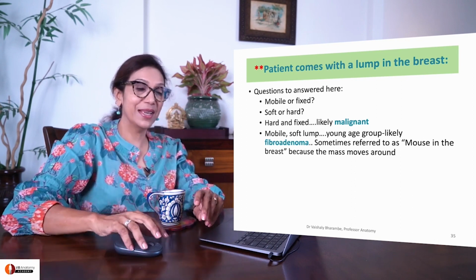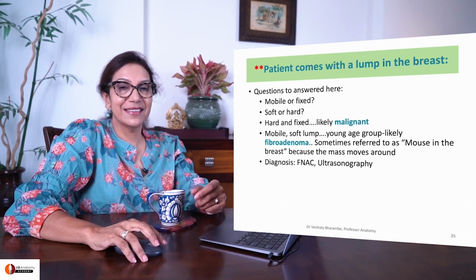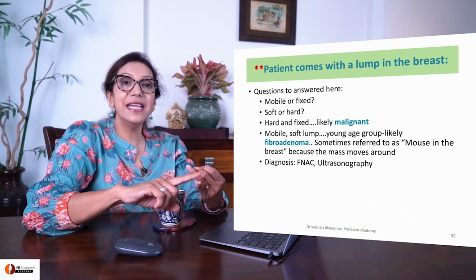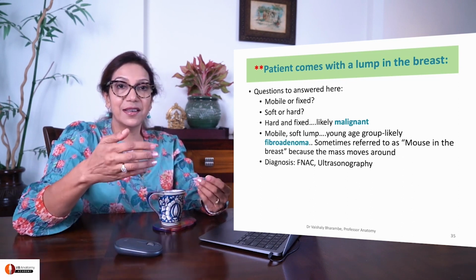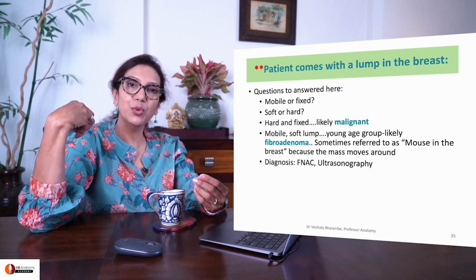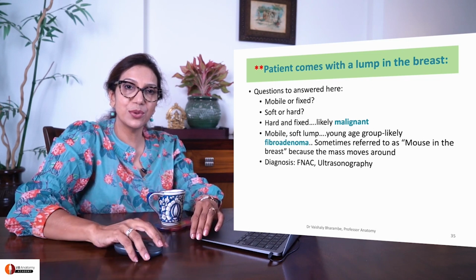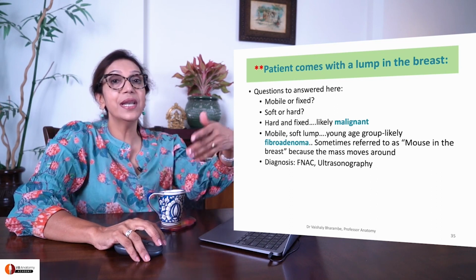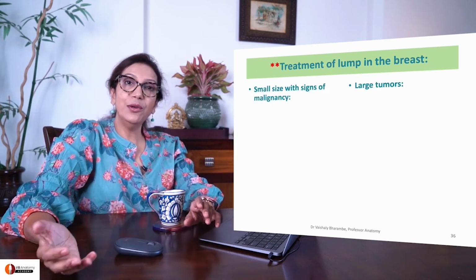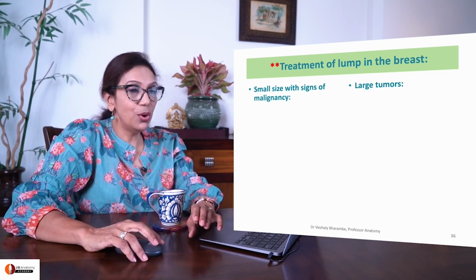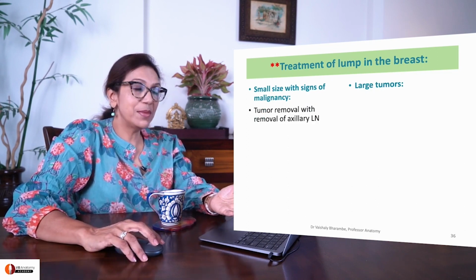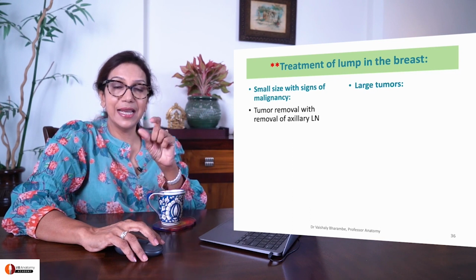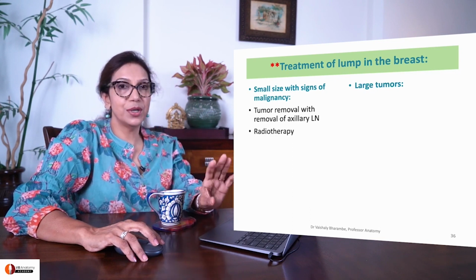Because it moves around, it's removable. But how will you know what to do? You will do an FNAC, fine needle aspiration cytology. You will take a needle and remove the tissue and examine it, or you can do an ultrasonography, and you will decide whether it's a cancer or a fibroadenoma or any other pathology. So how will you treat such a condition? If it's a small size cancer, then you can remove the tumor and the axillary lymph nodes, and you expose the patient to radiotherapy.